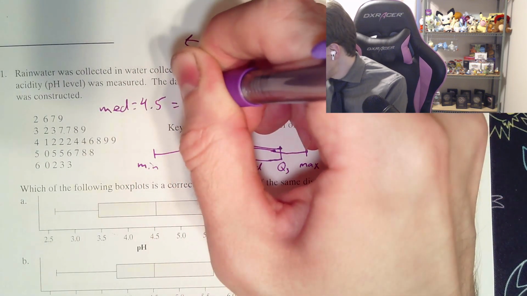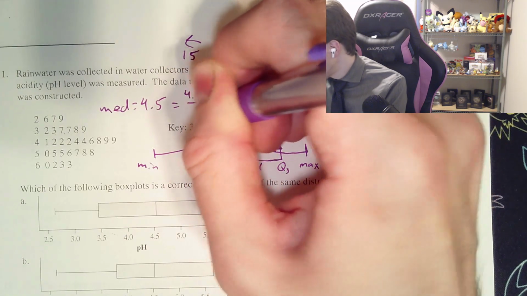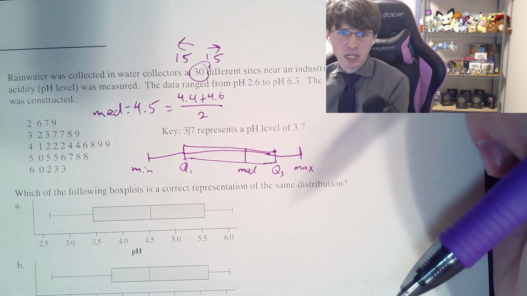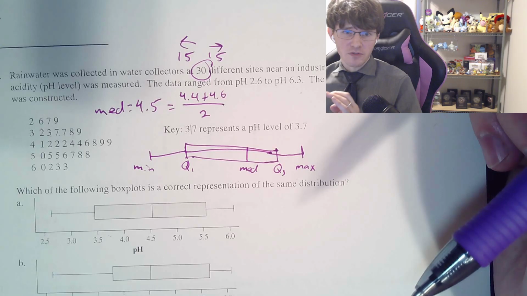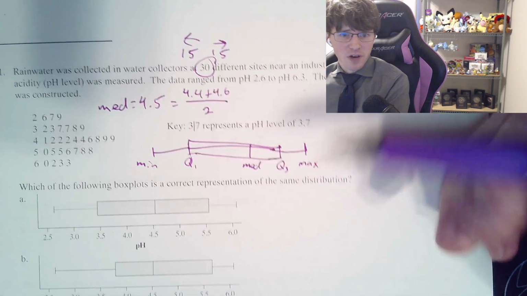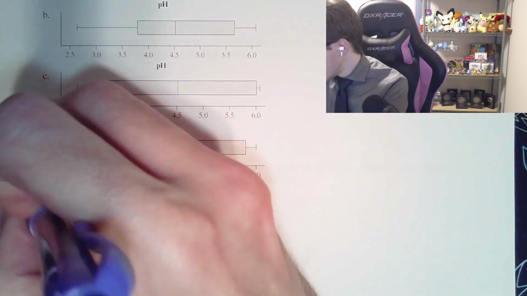We calculated that by doing 4.4 plus 4.6 divided by 2. And again, it's between the 15th and 16th values because there's an even number. When there's an odd number of data points, you instead just find the median by itself. So either way, there's that 4.5. So we got to figure out any of these not at 4.5 for the median. Okay, letter E is nonsense. We can skip that guy.